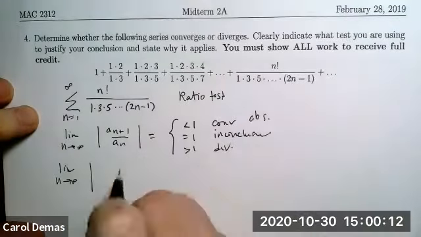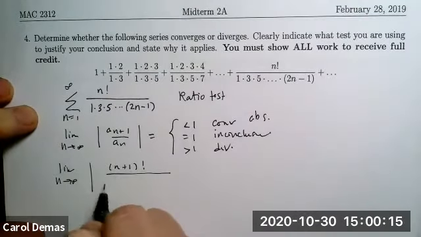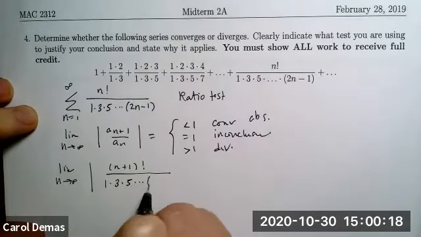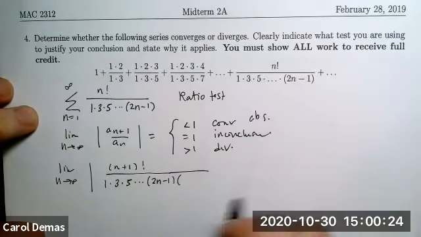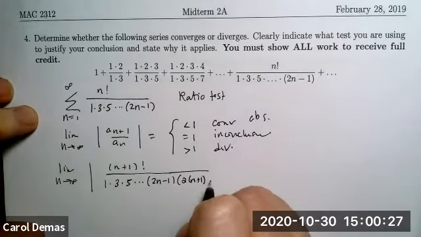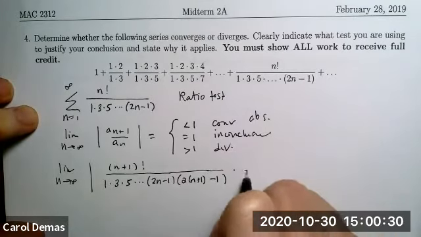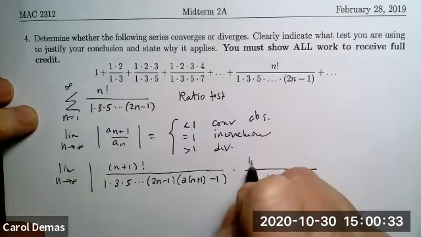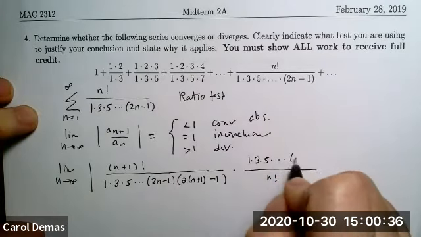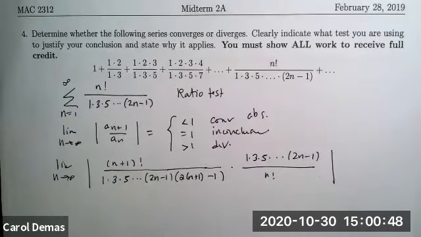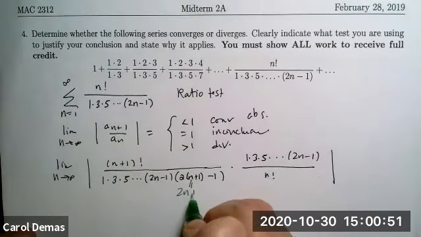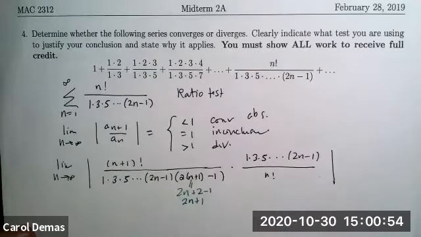So we'll have the absolute value of n plus 1 factorial over 1 times 3 times 5 dot dot dot 2n minus 1. And then the n plus 1 term, we're going to replace n with n plus 1. So we'll have 2 times n plus 1 minus 1. And then we'll have n factorial downstairs, and 1 times 3 times 5 dot dot dot 2n minus 1. What does this become? 2n plus 2 minus 1, which is 2n plus 1.